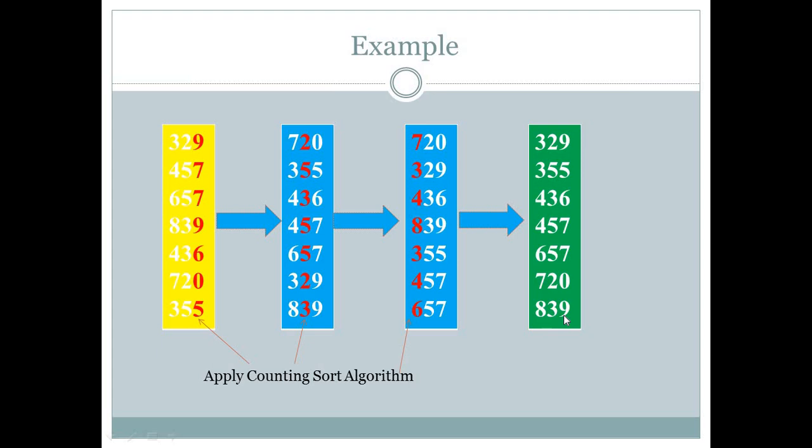So here you can see that our 3-digit numbers are in sorted manner. So this is the explanation, or we can say the working, of the radix sort algorithm. The radix sort algorithm will apply the counting sort algorithm on each digit turn by turn.